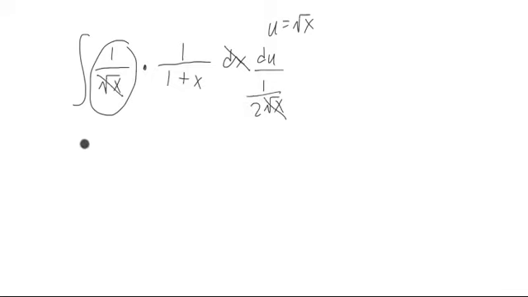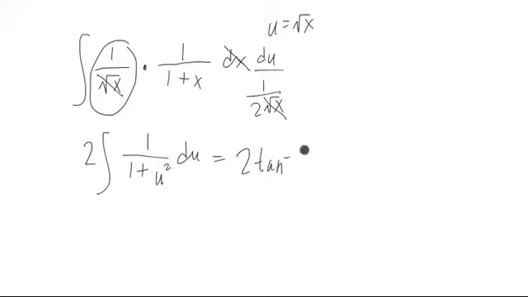So this will really look like 2 times the integral. I'll factor the 2 out. 1 over, and it looks like now we have 1 plus, see, x is u squared, so plus u squared du. Then we can take an antiderivative of this, which we know is inverse tangent of u. So this is 2 times the inverse tangent of u plus c.